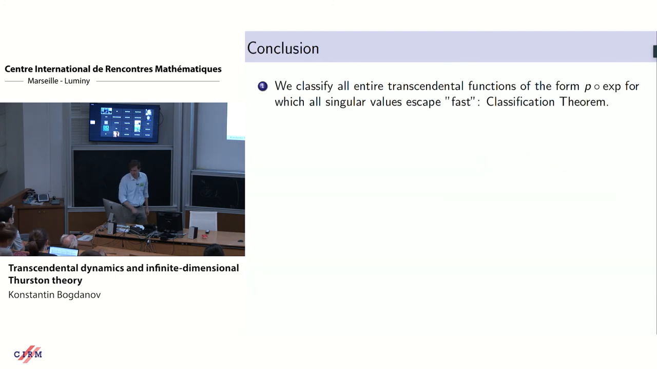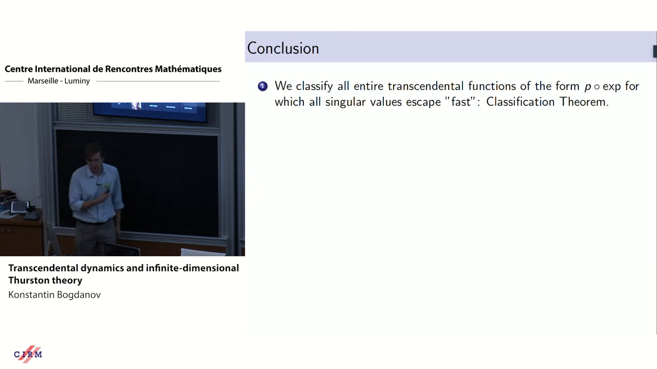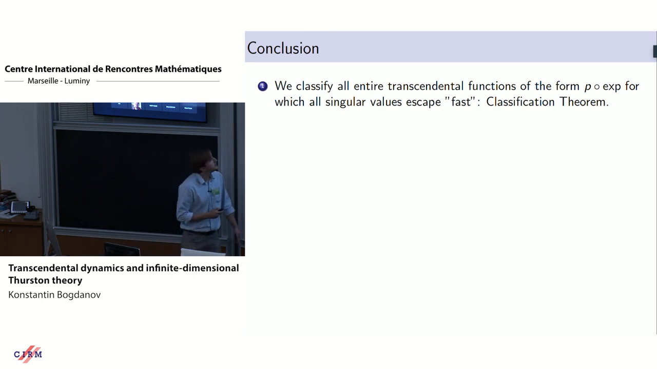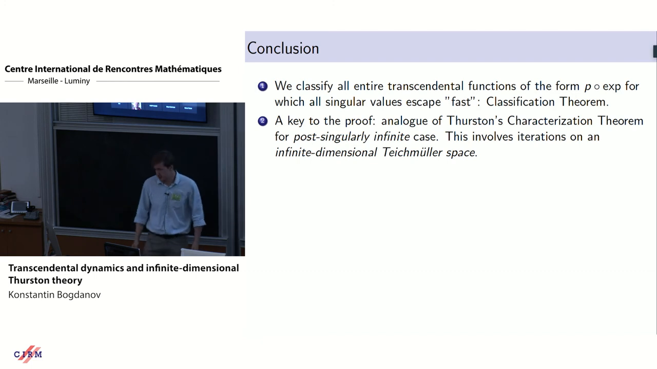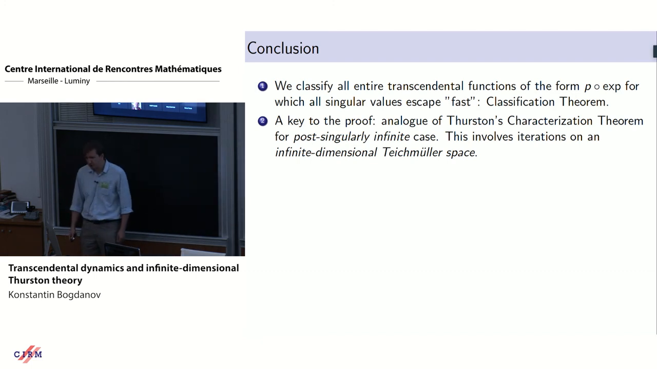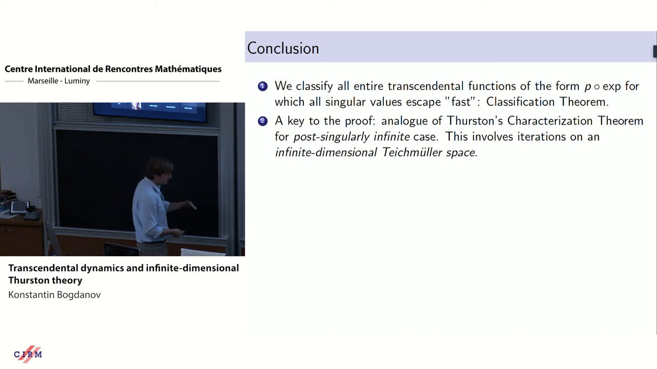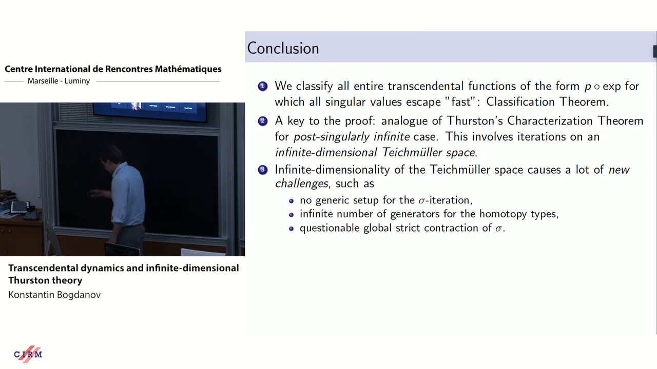So now we come to the conclusion. In our project we classify entire transcendental functions of the precise form which are compositions of a polynomial and the exponential, and for which the singular values escape and escape fast. This is done with the classification theorem. Second, we prove it using an analog of the classical Thurston's characterization theorem, but for a singularly infinite case, and we consider the iterations on the infinite dimensional Teichmuller space. With the infinite dimensionality, a lot of challenges do come. You can see some of them here. These are by no means the only ones.